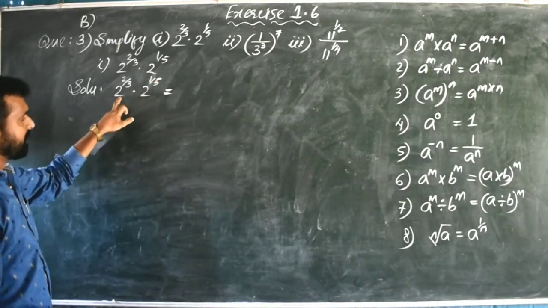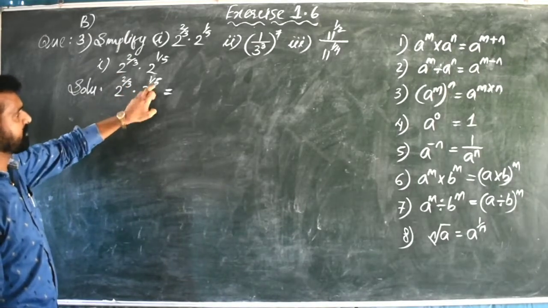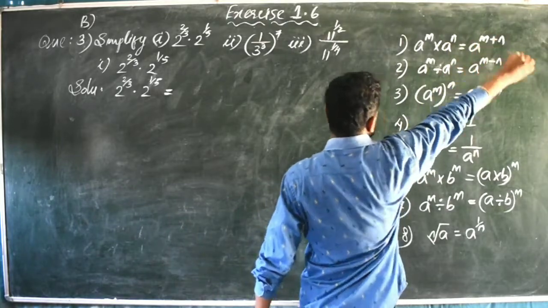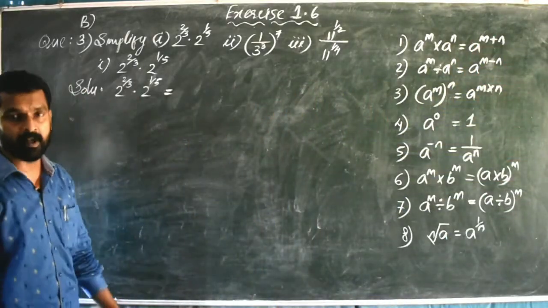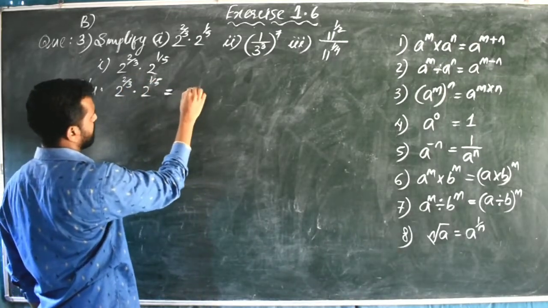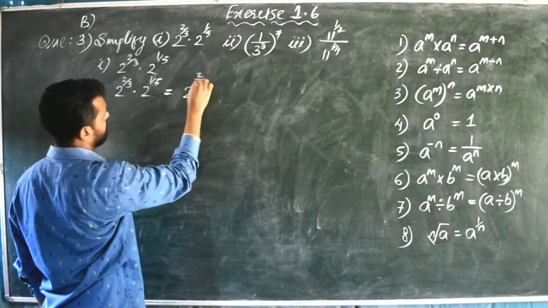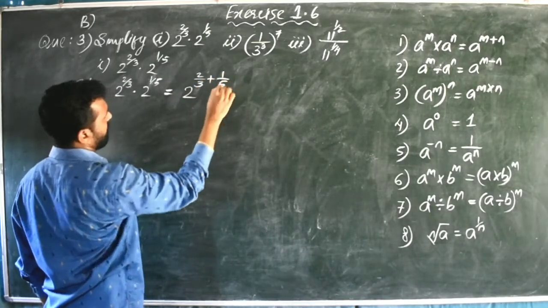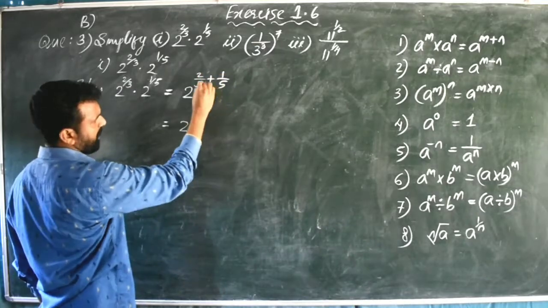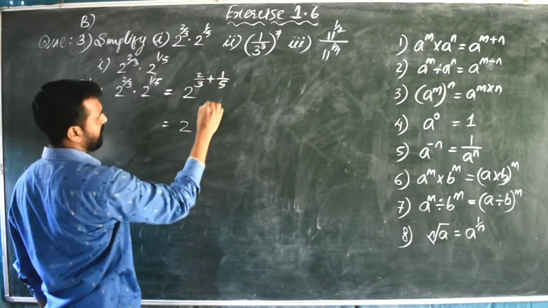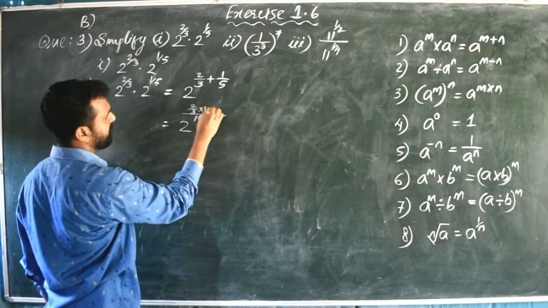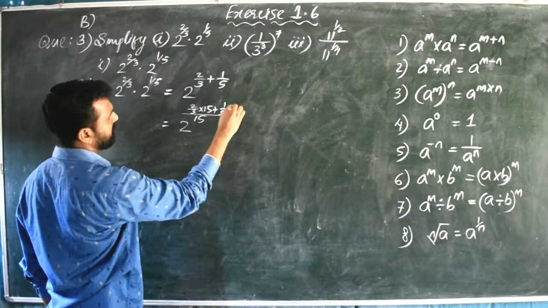It is of the form a raised to m into a raised to n. A raised to m into a raised to n is equal to what is the formula? A raised to m plus n. So 2 raised to 2 by 3 into 2 raised to 1 by 5 is equal to 2 raised to 2 by 3 plus 1 by 5. Adding 2 rational numbers we have to take LCM. 3 5s are 15, LCM. Numerator 2 by 3 into 15 plus 1 by 5 into 15.